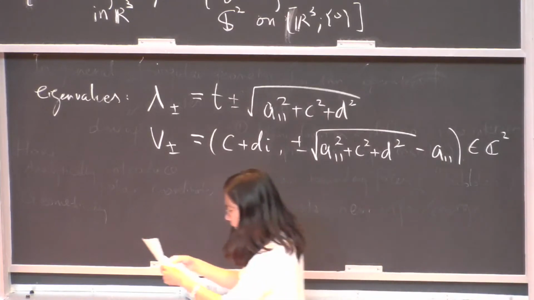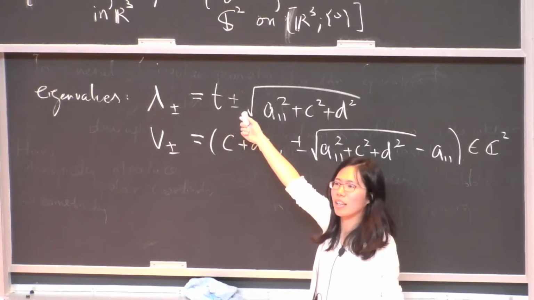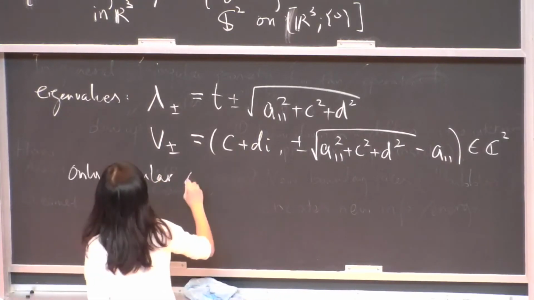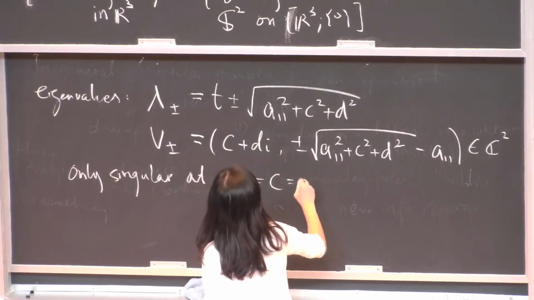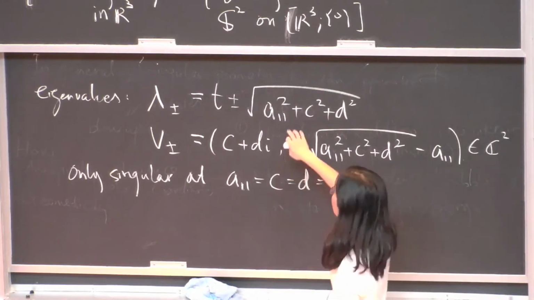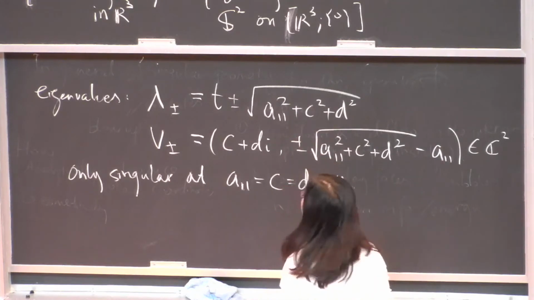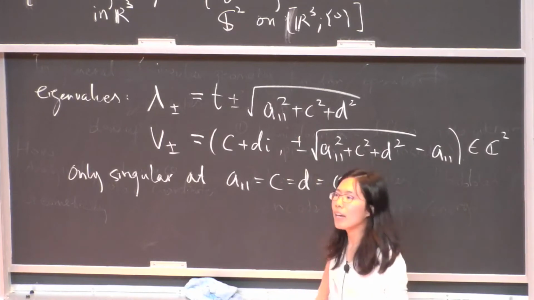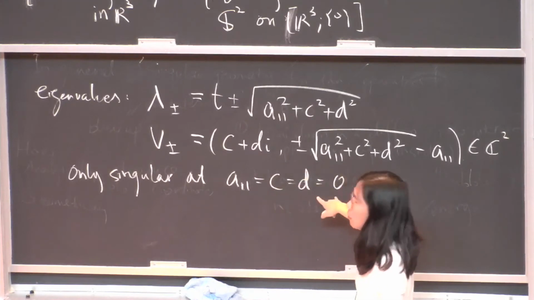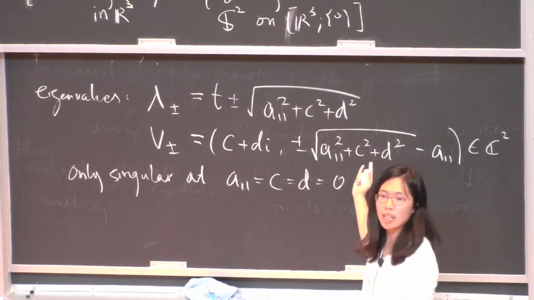Immediately from here, you can see where it's singular. It's only singular at the origin, which is A11 equals C equals D equals 0. So that's the function that I introduced in the beginning. And the second thing is that for the eigenvectors, if A11 equals C equals D equals 0, those two eigenvectors degenerate to zero vectors. So that's also where the smoothness becomes a problem.